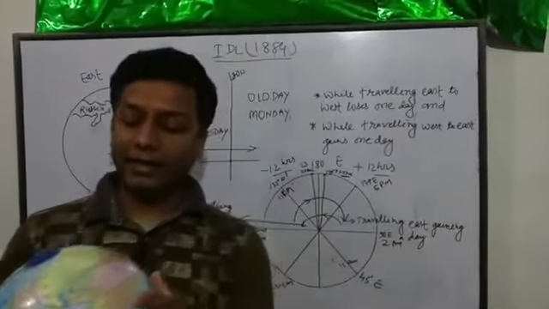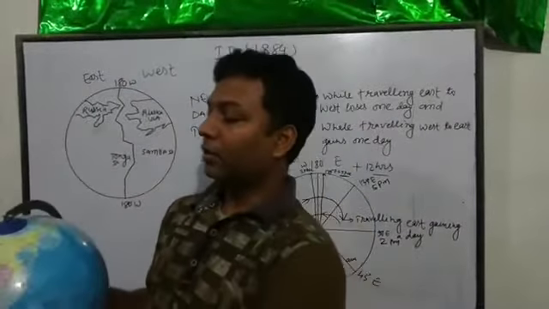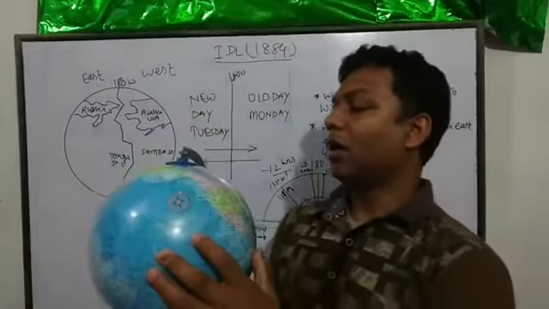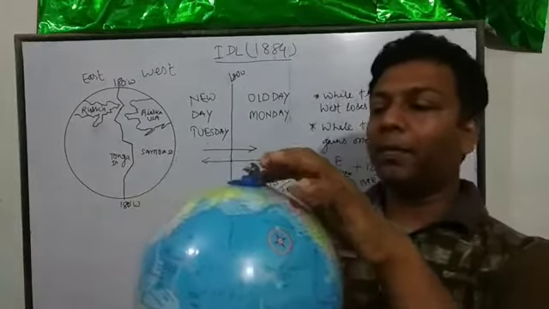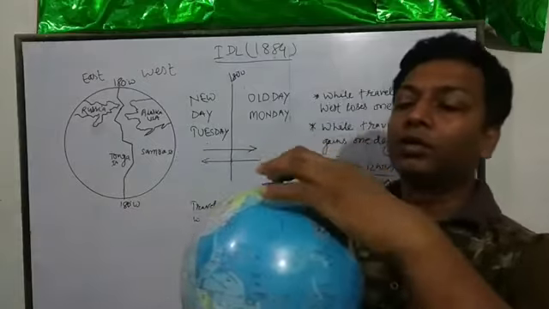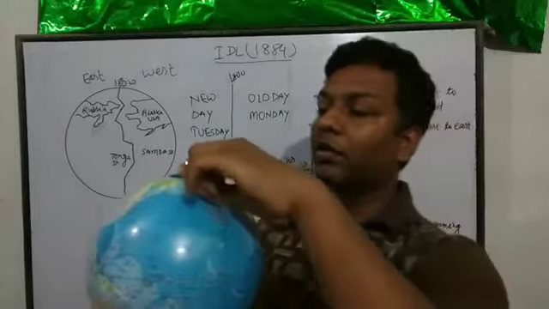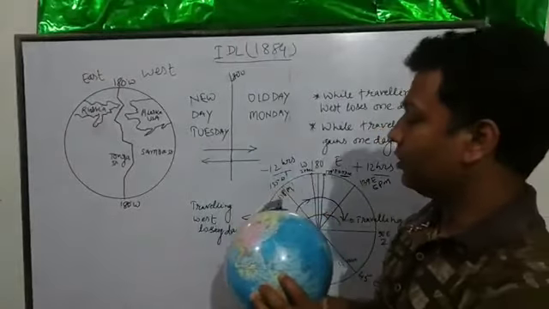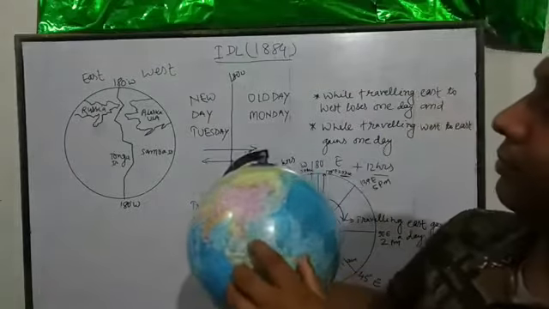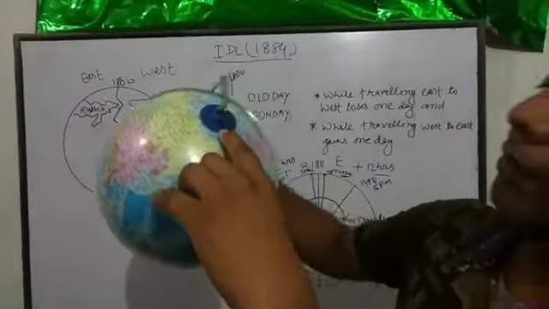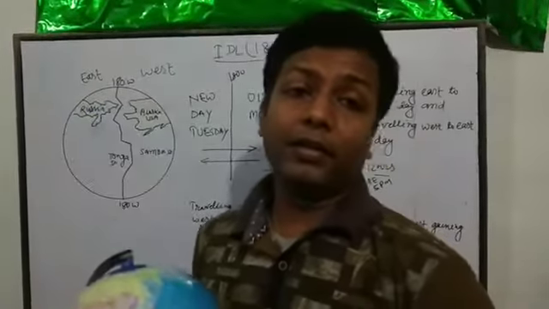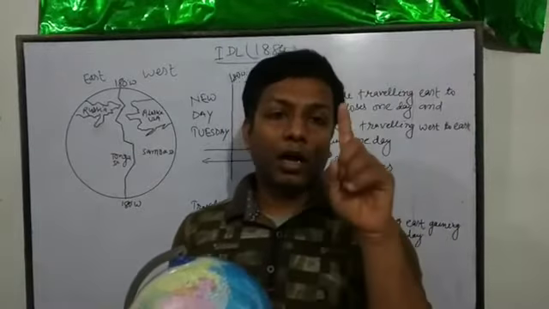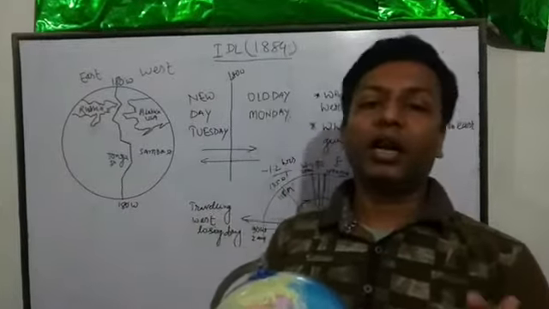Likewise 180 degree. If this is the 0 degree meridian, because a meridian is a semicircle, to cater to the full circle we have 180 degree, which is here, from here. But it is not a curve or a straight line, it is a zigzag line.